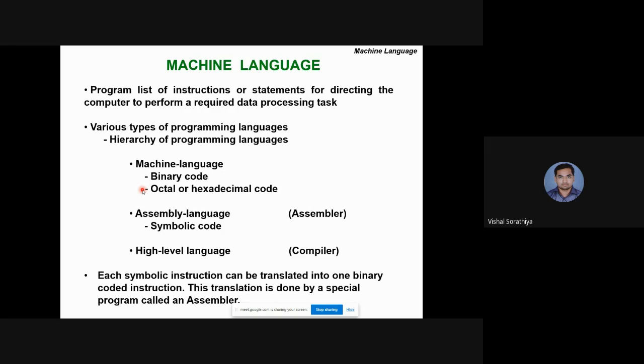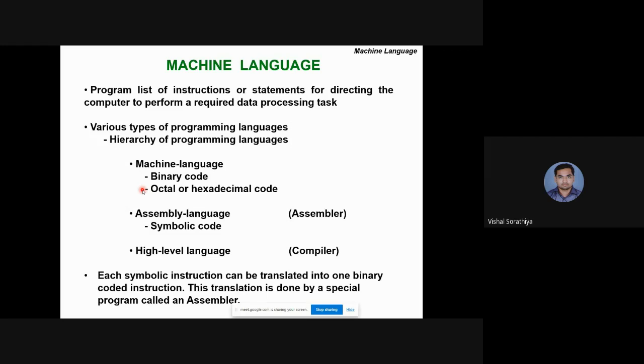But for that, we have various types of programming languages, which ultimately do the data processing task. The hierarchy of the programming languages will be machine language, assembly language, high level language. Machine level language will be binary code, octal or hexadecimal code. Assembly language will be a kind of symbolic code, and high level language is what you give as C or C++. So I will give you a simple example for that.